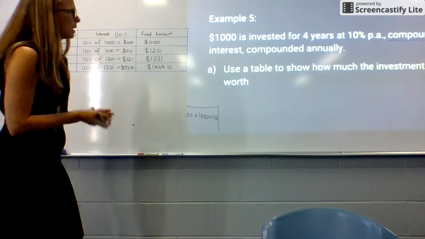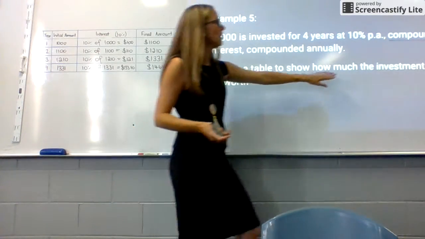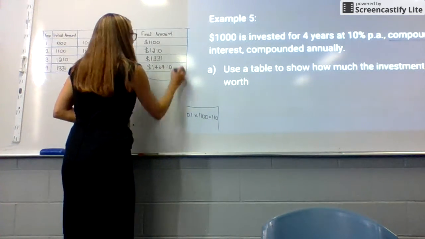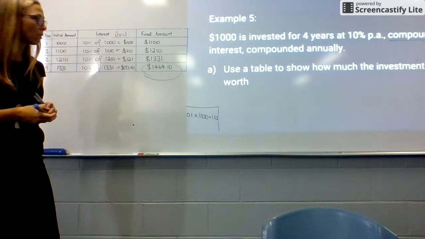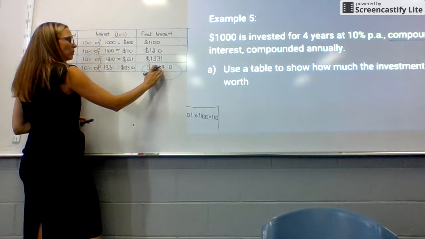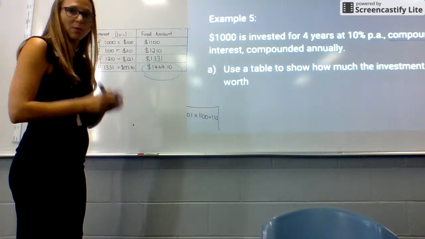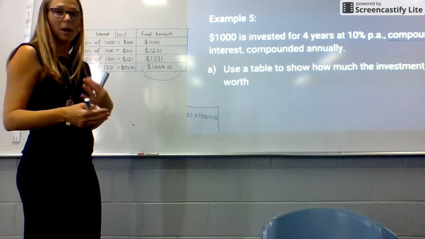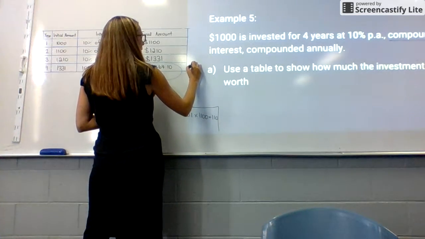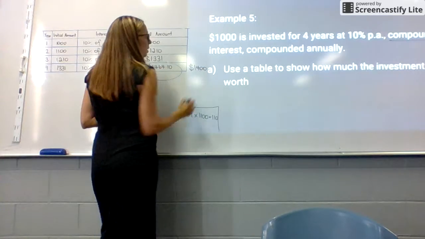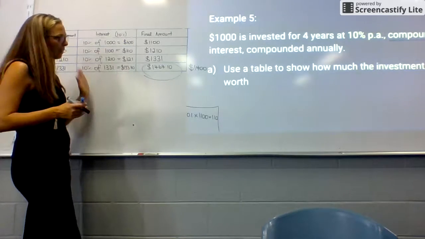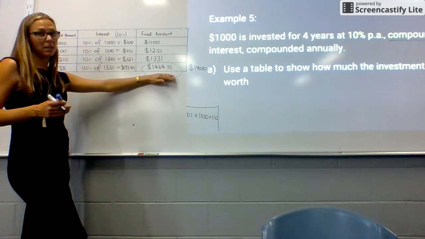Now, the question says, use a table to show how much the investment is now worth. That wants me to tell you how much at the end of 4 years that money has grown to. Okay? It has grown to $1,464.10. Now, if you compare this to the simple interest, if you flick back onto the other video, you will have noticed that at the end of 4 years, at simple interest, there was only $1,400. So compound interest builds up more interest each time it's compounded, okay? And so it earns you more money.